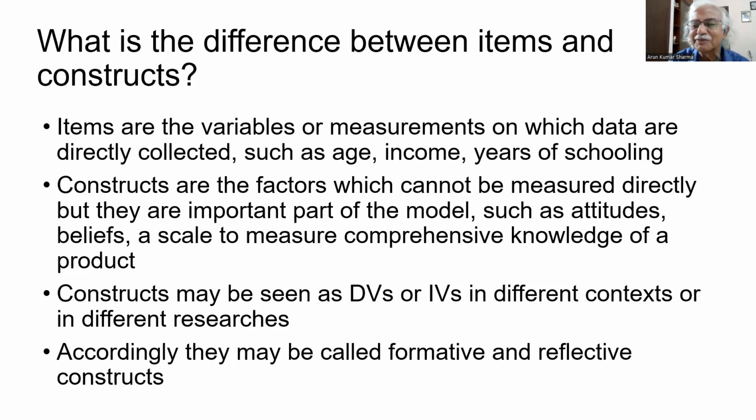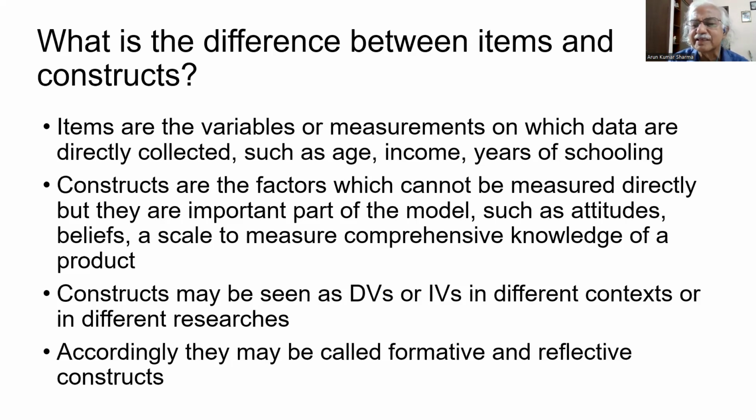Friends, there is no variable or no factor as such that is formative or reflective. It depends on your use of that construct. If that construct depends on a number of items or measurements or variables on which direct data have been collected, you are dealing with formative. And if you are trying to explain some directly observable variables in terms of these constructs, then you are treating that construct as reflective.